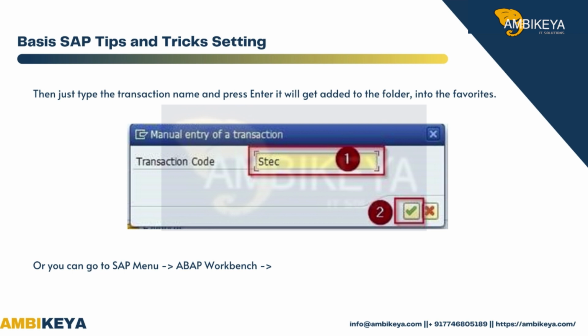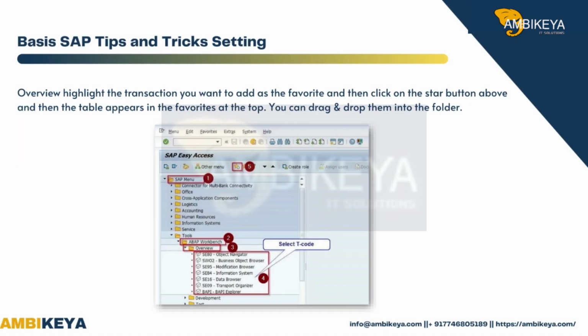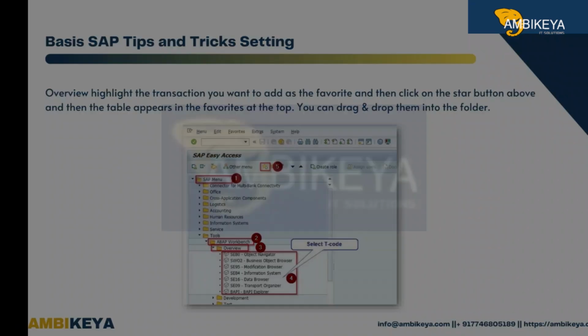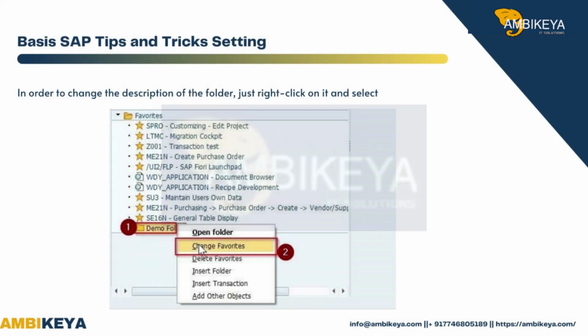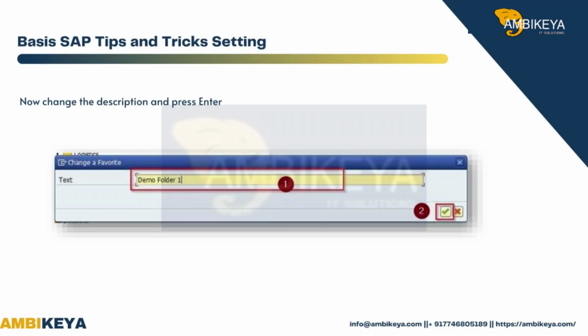Or you can go to SAP Menu, ABAP Workbench, Overview, highlight the transaction you want to add as a favorite, and then click on the star button above, and then the transaction appears in the favorites at the top. You can drag and drop them into the folder. In order to change the description of the folder, just right-click on it and select Change. Now change the description and press Enter.